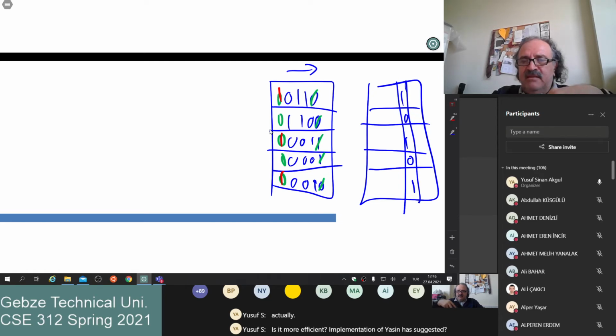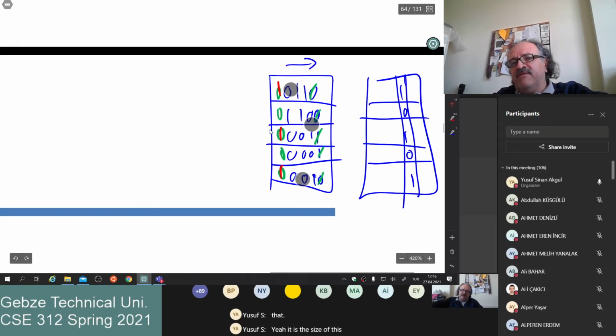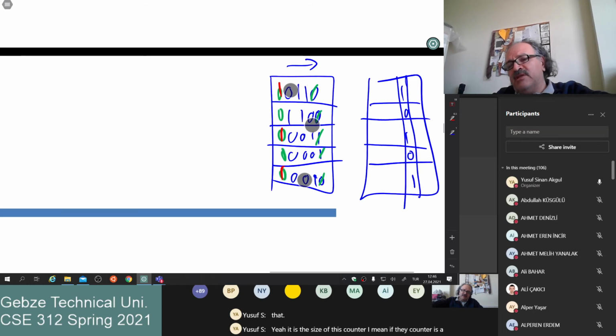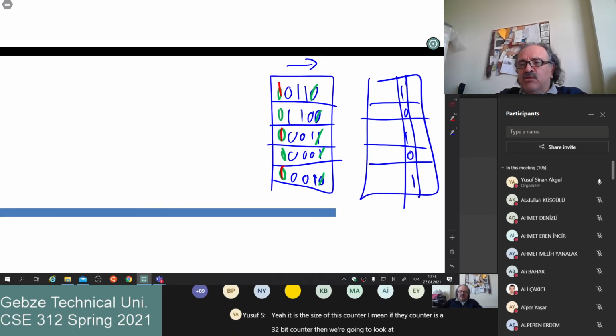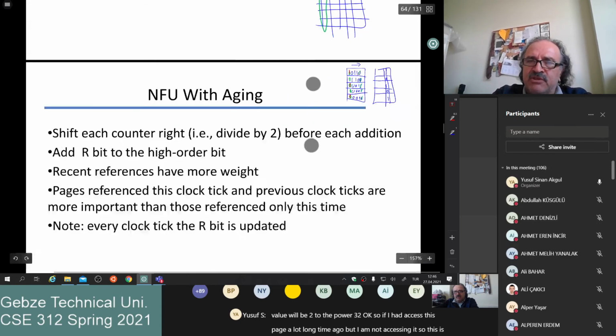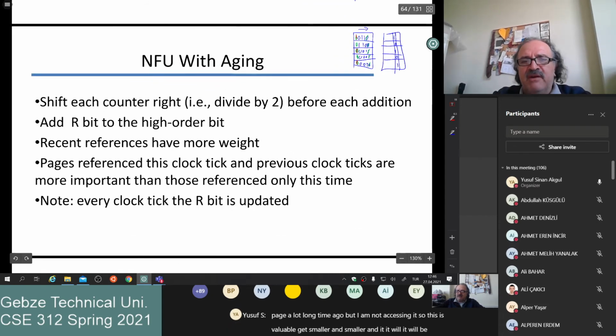Okay, he said that let's use the five clock cycles. Here, it is the size of this counter. I mean, if the counter is a 32-bit counter, then we are going to look at the last 32 clock interrupts. And if that page is referenced in all of them, then my counter value will be 2 to the power 32. Okay? So if I had accessed this page a long time ago, but I am not accessing it, its value will get smaller and smaller, and it will become 0 after a while.